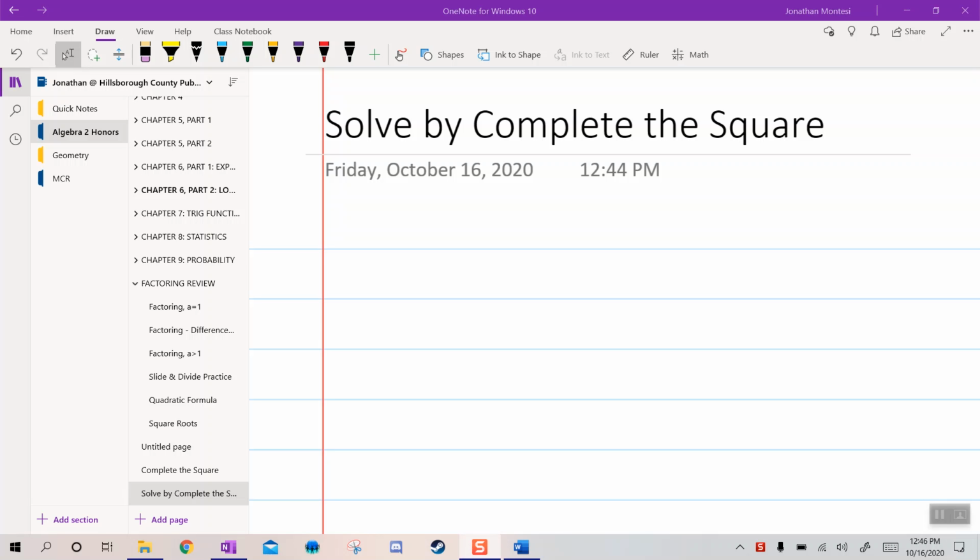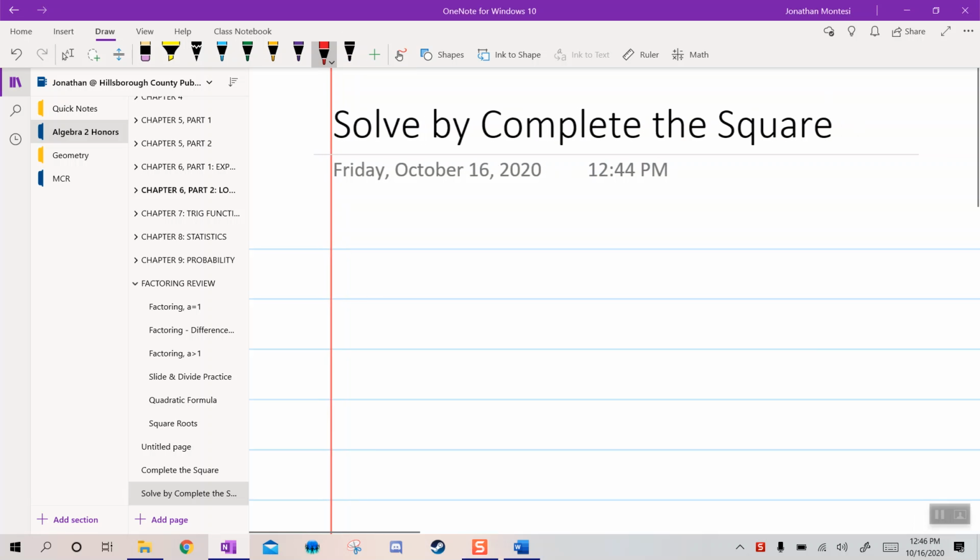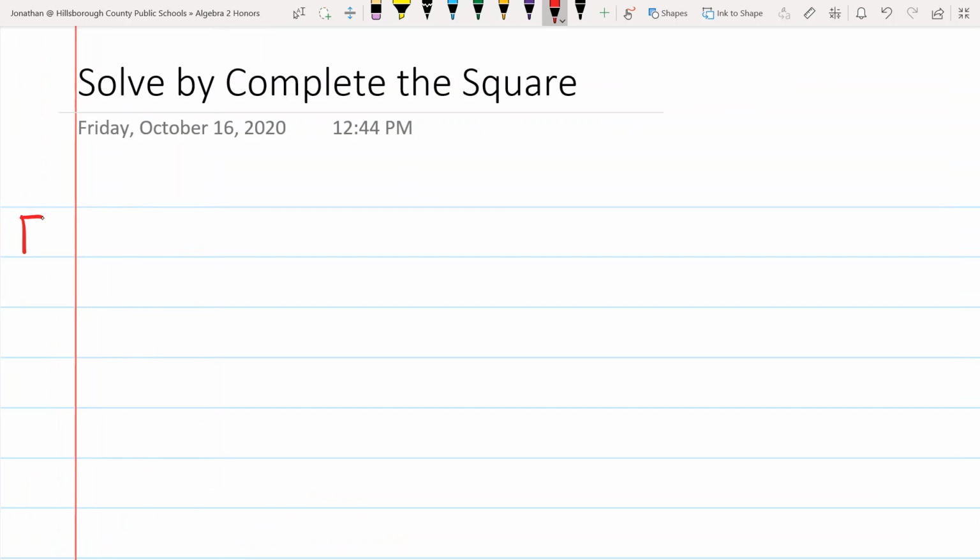Okay, kind of a part two to my video I just did on complete the square. This is solve by completing the square. So let me do one or two examples on this. Yeah, maybe three. Some that start out a little simpler and some that get a little harder along the way.